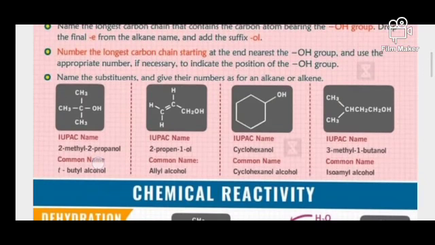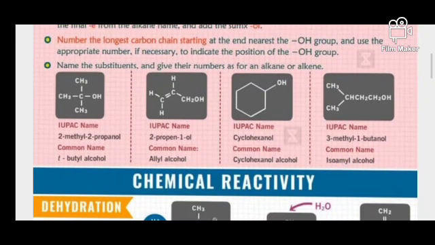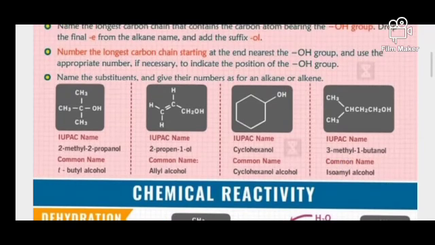Okay, likewise, similarly here we can see the examples. First we have to find the longest carbon chain. After that we can give the nomenclature. In the first figure you have seen that there are two methyl groups attached to the first carbon. So here having the 2 methyl, the naming is 2 methyl propanol.